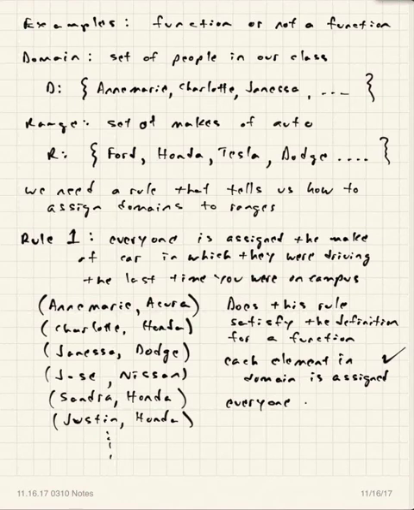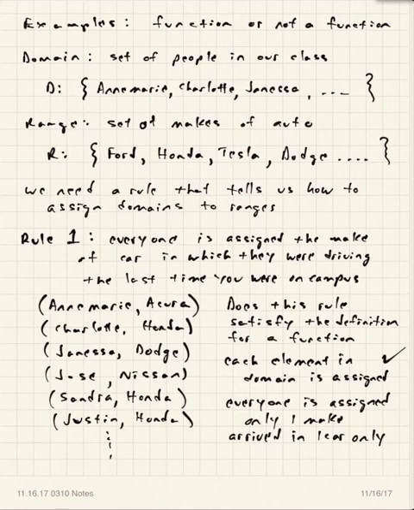Everyone is assigned only one make. They arrived in one car only. See, the definition doesn't say that everybody had to be assigned to a different range element. It just says everybody has to be assigned to one range element. And so what's going on in our problem here is that multiple ones of you got assigned to the same range element, it doesn't matter. As long as you got assigned to one, that's all that matters.